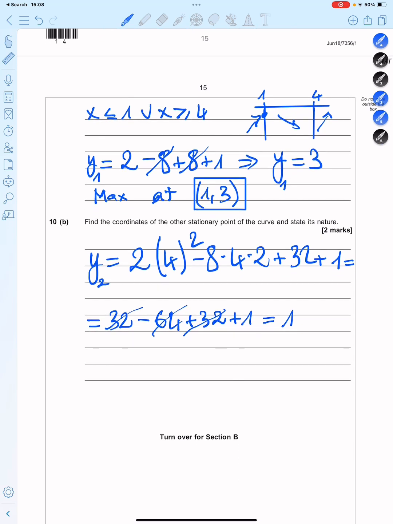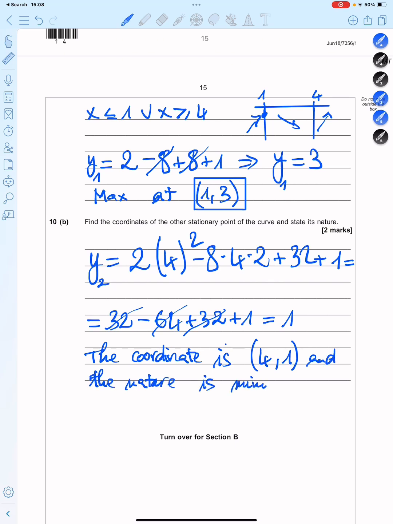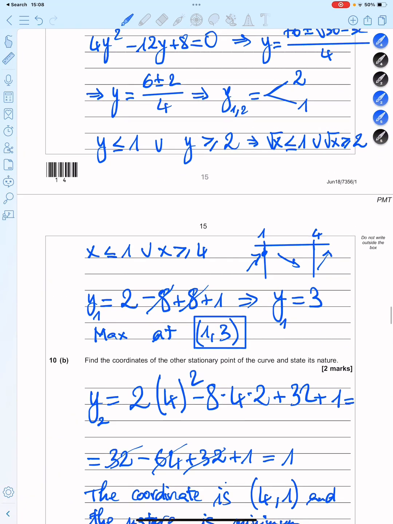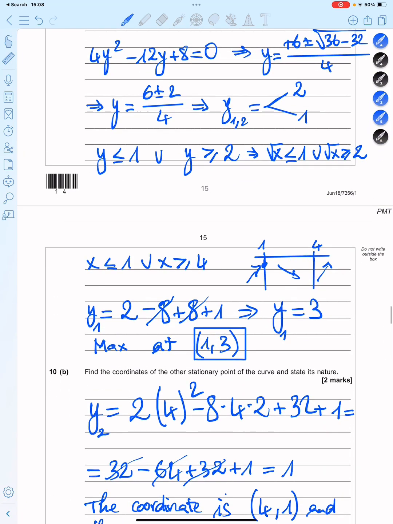Therefore the coordinate is (4, 1), and the nature is minimum. The nature is minimum because here we would have a minimum since the function is decreasing on the left and then increasing on the right.